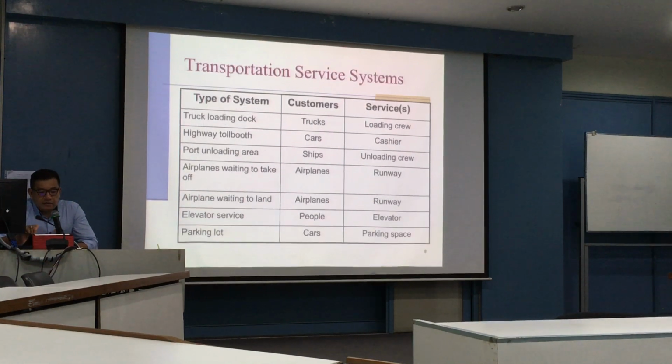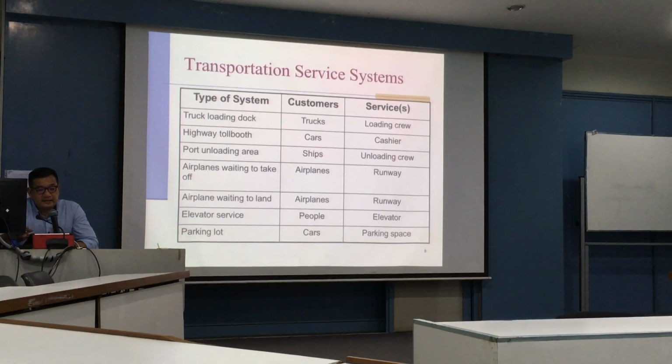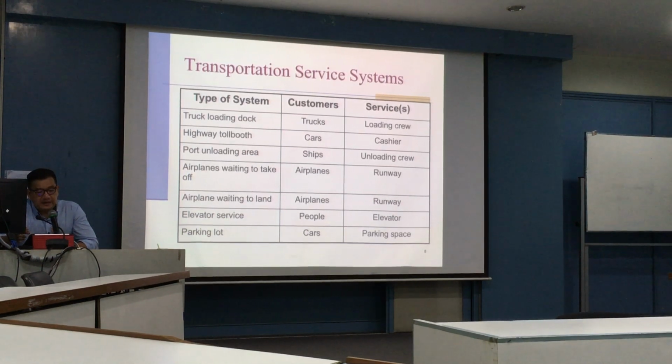Okay. In transportation, there are a lot of examples. For instance, with airplanes taking off or landing, all airplanes are customers and the service provider is the runway, right? When you're finding a parking space in the parking lot, your car is the customer and the service provider is the parking space. Using elevators can also be a queuing problem. So you can see that a lot of problems involving queuing systems involve all of us.